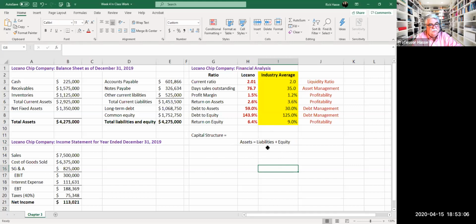But when you start having debt getting so much of the capital structure of the company compared to equity, you start looking at leverage problems. You start looking at bankruptcy problems. You start looking at you're over leveraged.